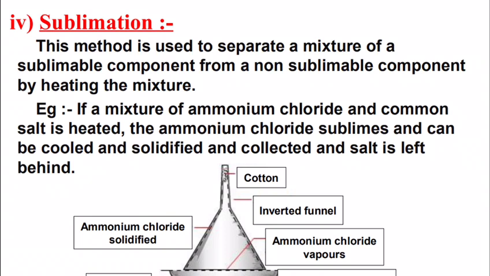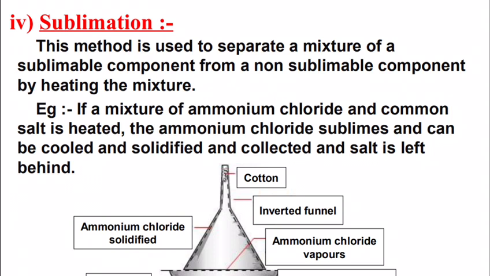Sublimation is a technique which is used to separate a mixture of sublimable components. Sublimable means which changes into vapors without going into liquid state, it directly changes into gaseous state. We separate the sublimable component from a non-sublimable component by heating the mixture.